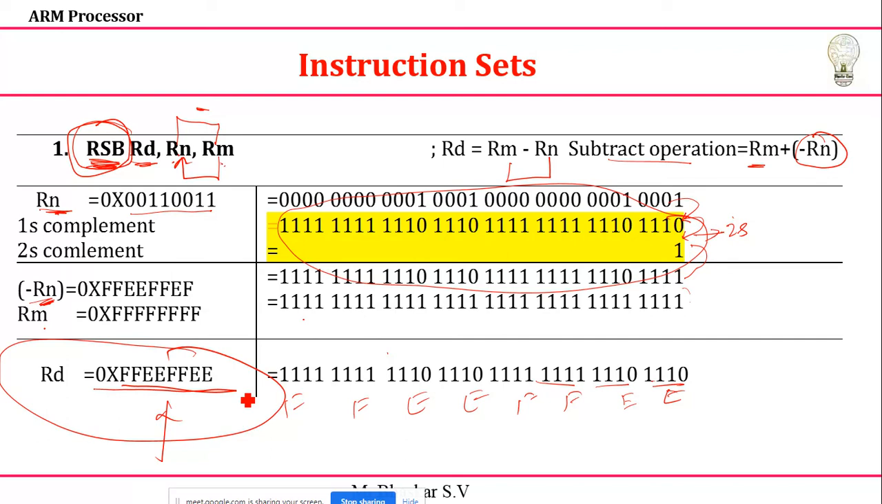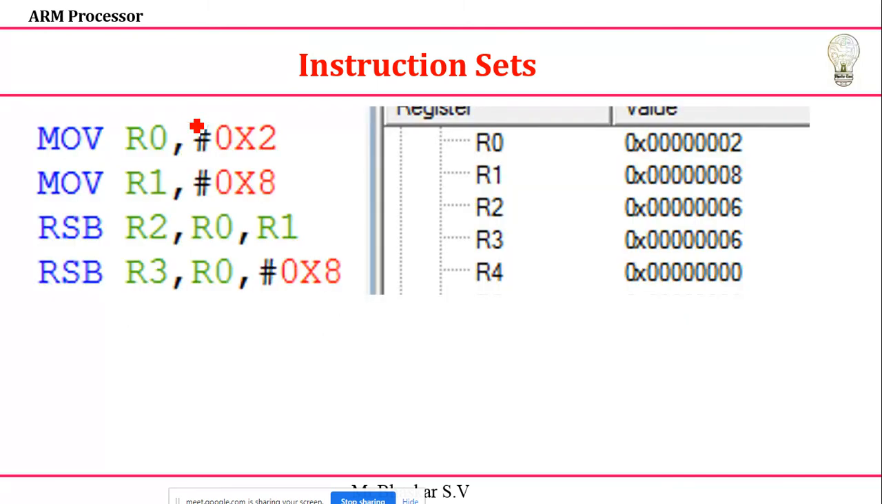Reverse subtraction means last register minus first register. So this is my destination register. Suppose I have two registers, the first register and second register: second minus first. Okay. So for a simple explanation, I'll take R0 value as 2. R0 will load the value 2. Next, R1 value I have taken as 8. It will be loaded in my system.